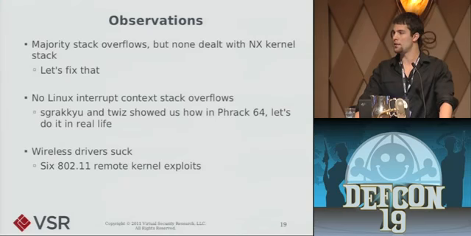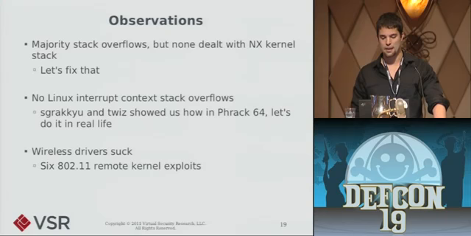Next, neither of the two issues on Linux actually were stack overflows in interrupt context, which is sort of a particularly difficult context to exploit things in because you need to do a bunch of cleanup. sgrakkyu and twiz published an article in Phrack 64 called Attacking the Core: Kernel Exploiting Notes or something to that effect. And they sort of described the steps you need to go through to do this, but it was for a vulnerability introduced for the sake of demonstration. And I wanted to provide a real-life example.